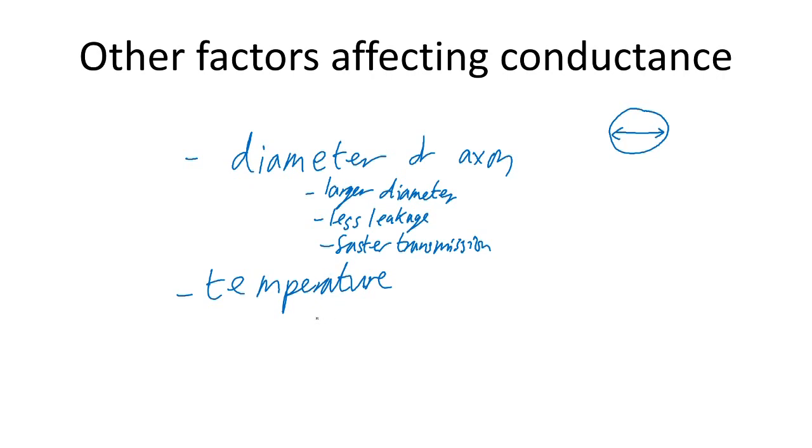Now, temperature affects the conductance along the axon in two ways. At higher temperatures, we have more kinetic energy within the particles. That's true in all cases. Now, in this situation, why that's important is that we're relying on the diffusion of the ions in and out of the cell. When we open up voltage-gated sodium channels or voltage-gated potassium channels, those ions diffuse through by facilitated diffusion. So at higher temperatures, you get faster facilitated diffusion.